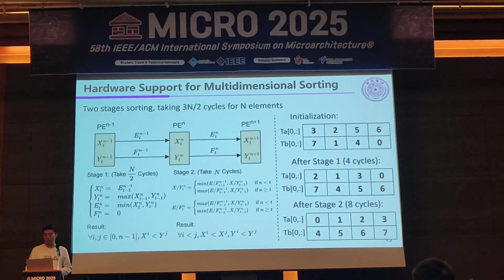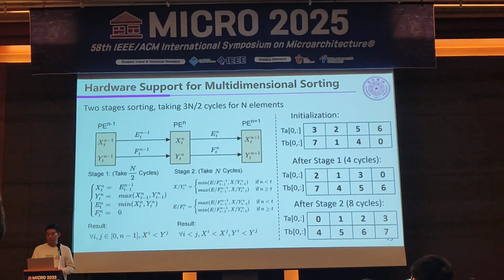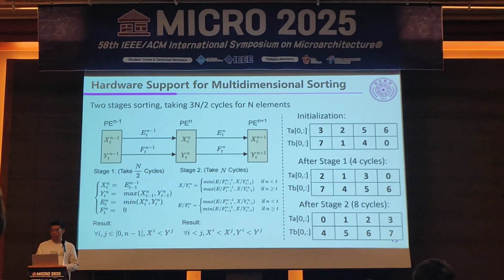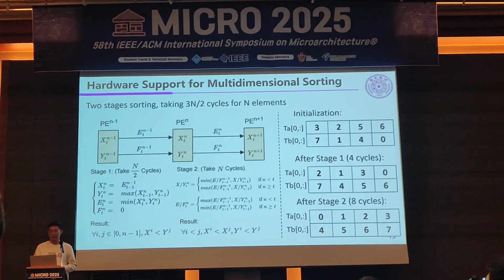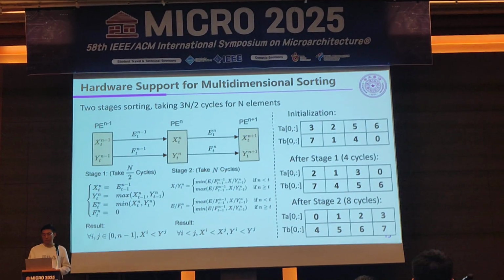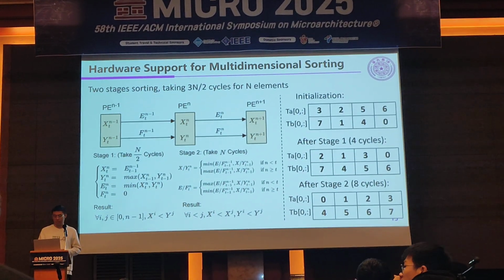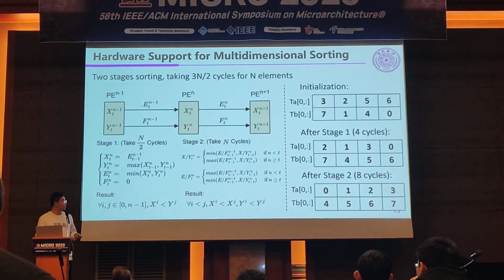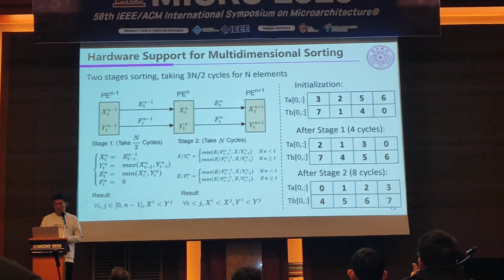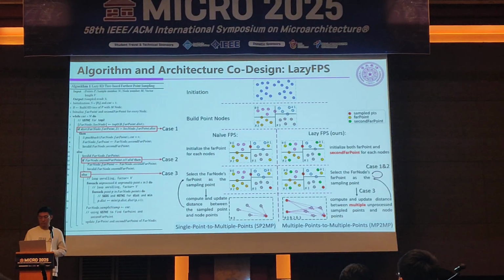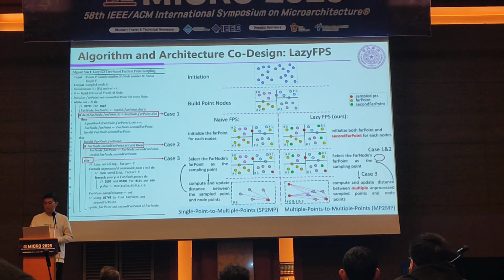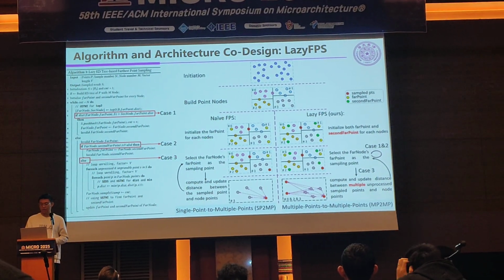The array also supports the 3 sorting mode using a 2-stage sorting pattern, which takes about 1.5 n cycles for n elements. On the left side is an example. We further optimize the algorithm to make the new ISA.